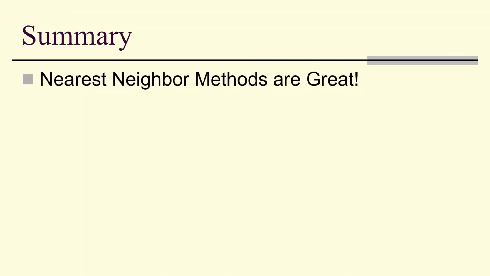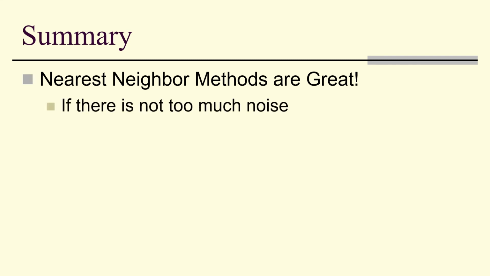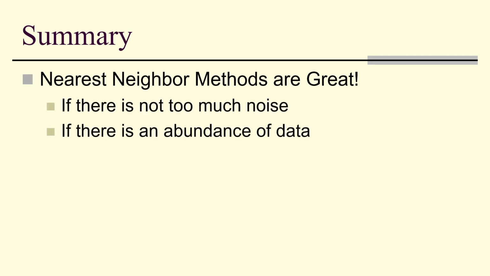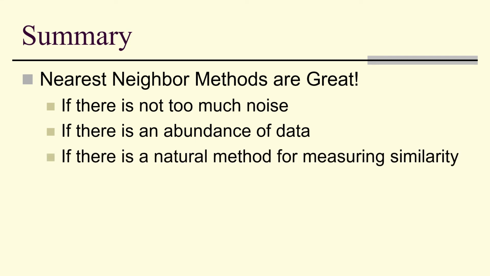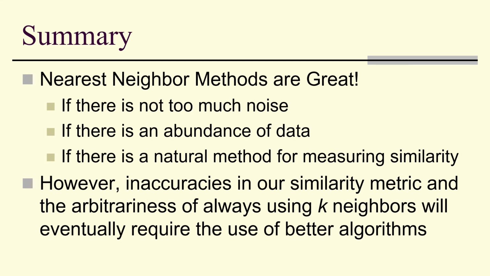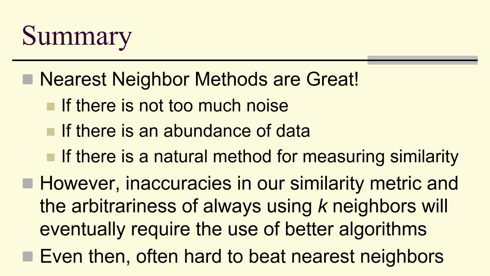So in summary, nearest neighbor methods are great if there's not too much noise, and there's an abundance of data, and there's a natural method for measuring similarity. Even then, however, the similarity metric might be inaccurate, and if we say every time we use exactly k neighbors, then there's some arbitrariness there. So we're going to have better algorithms at some point. But even then, very often it's hard to beat these nearest neighbor algorithms.